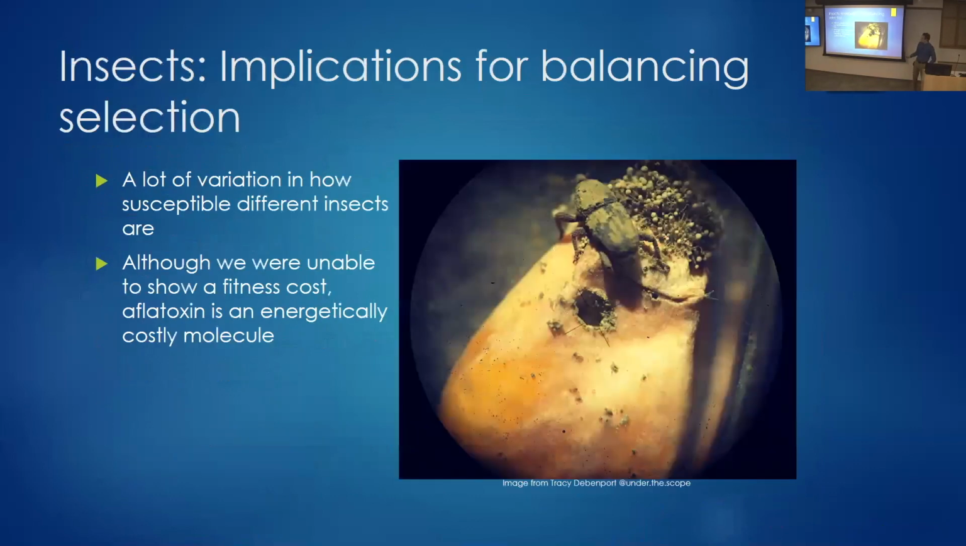So with insects, balancing selection could also be maintained by the variability in how susceptible insects are to it. So we tried similar experiments with maize weevils, and they were resistant to aflatoxin up to 40 times the concentration we used for Drosophila, so we just gave up at some point. They didn't care. So you can imagine if you're producing aflatoxin and there's a resistant insect, it might not confer the benefit that it does if there's a susceptible one. And although we were unable to show a fitness cost in the second experiment, we think that has to do with the nutrient richness of the medium rather than that there isn't a cost to it. So we saw it in the soils, but not here.